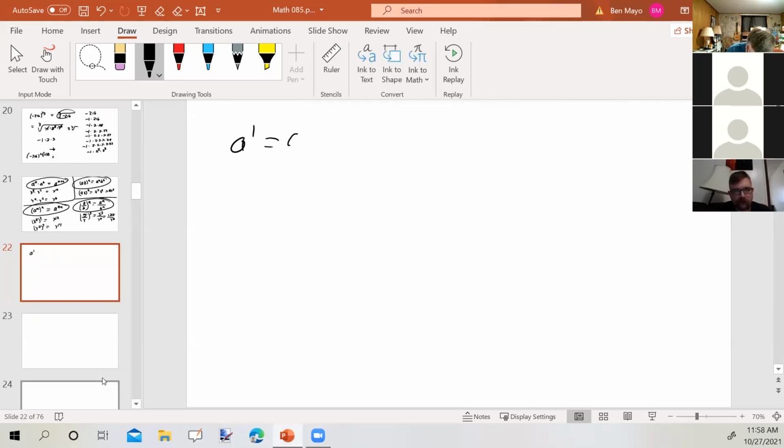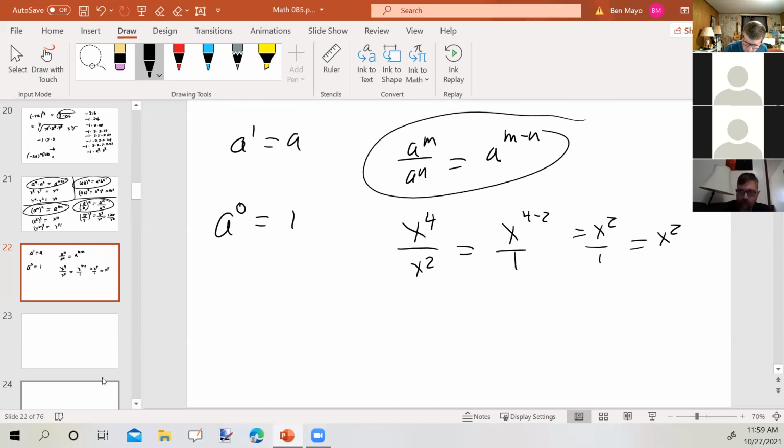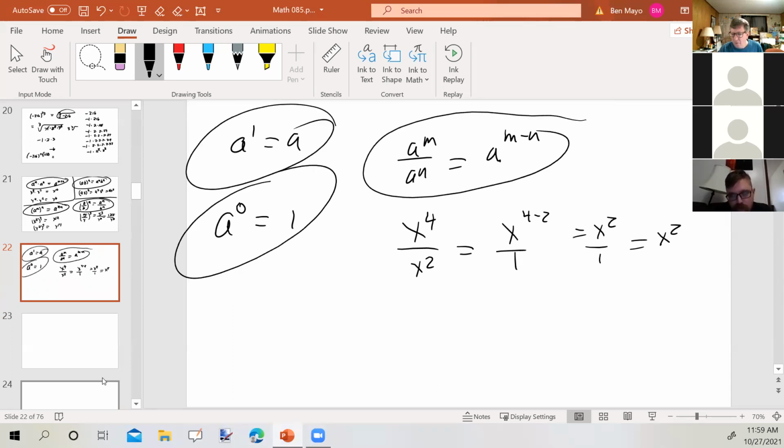All right, there's some more rules. A to the 1 power equals a, so there's an implied 1 as an exponent. A to the 0 power equals the number 1. And finally, if you're dividing two powers with the same base, you subtract the bottom exponent from the top exponent. And this is all over 1, so it'd be like that. Okay. So, there's one more rule.